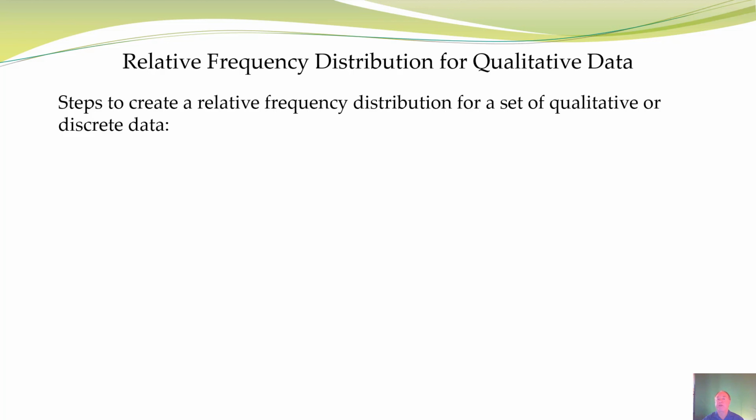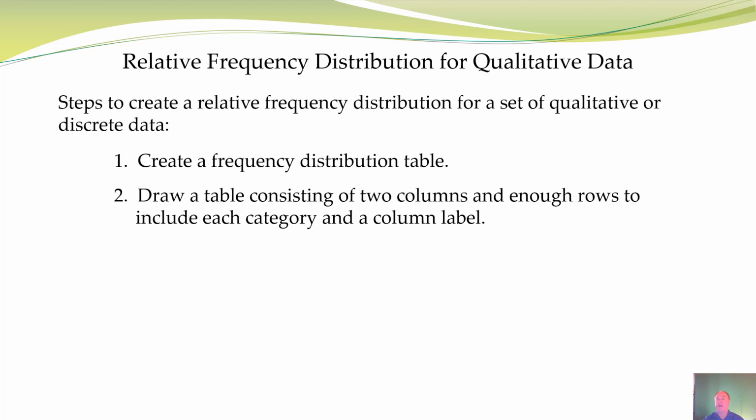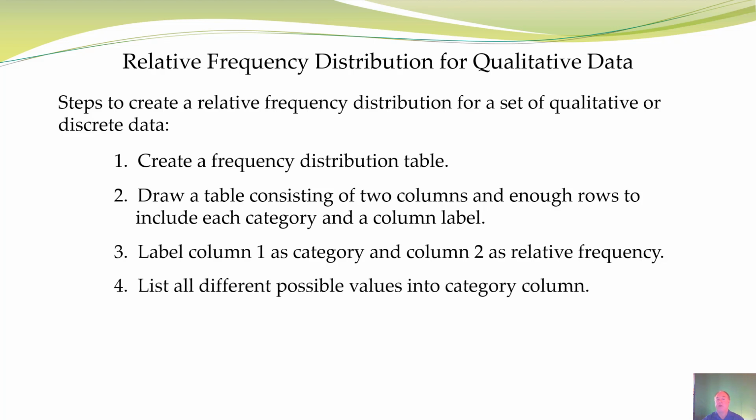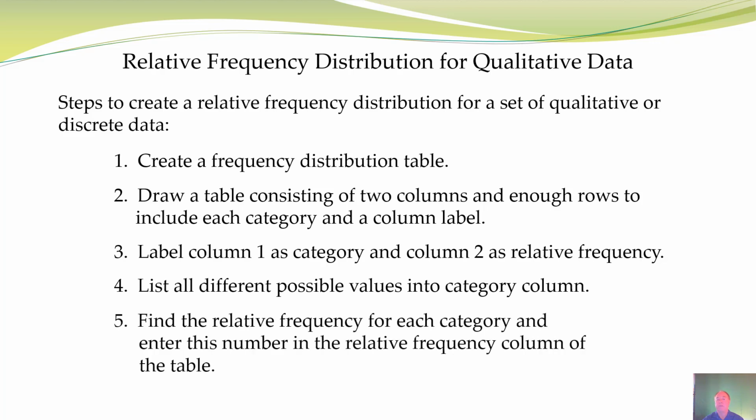Steps to create a relative frequency distribution for a set of qualitative or discrete data. First, create a frequency distribution table. Second, draw a table consisting of 2 columns and enough rows to include each category and a column label. Third, label column 1 as category and column 2 as relative frequency. Fourth, list all different possible values in the category column. Fifth, find the relative frequency for each category and enter this number in the relative frequency column of the table.